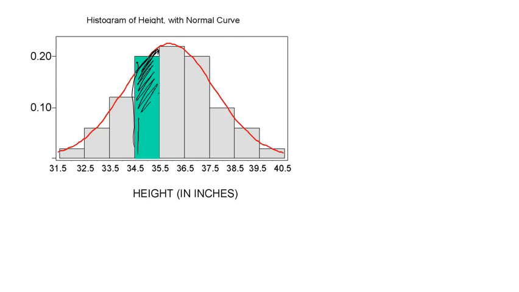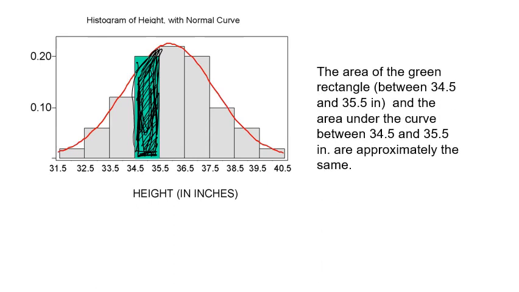How do you think that rectangle's area compares to what I'm shading right now? How does the green compare to the shading I'm doing right now? Well, the area of the green rectangle between 34.5 and 35.5 inches, and the area that is shaded underneath the curve between 34.5 and 35.5 is approximately the same.